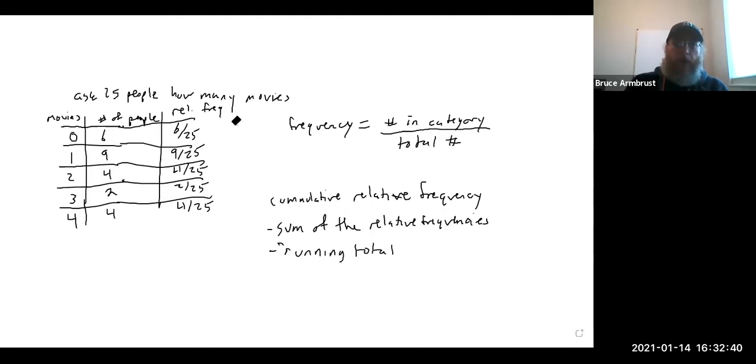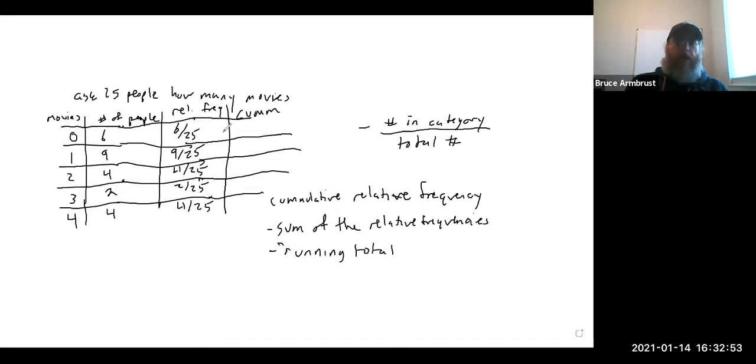So let me add another column here for cumulative relative frequency. And so basically what we do is we just do a running count. So for 0 movies, we have 6 people. So that's 6 out of 25. When we go to 0 or 1, we now have 15 people. 6 plus 9 is 15 out of 25.